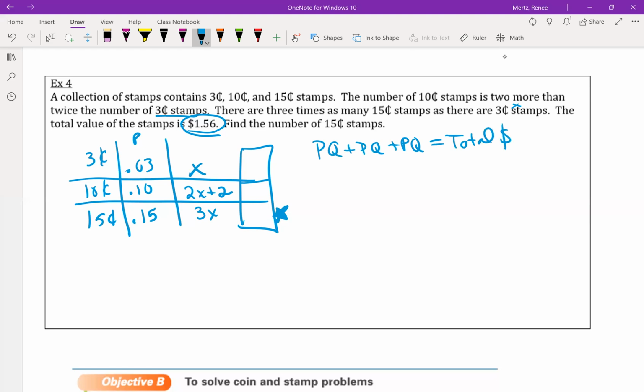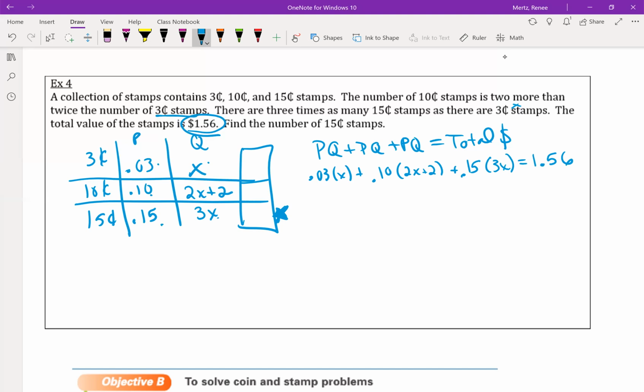So we have 3 items. So we're doing 0.03 times X. We're just doing the prices times the quantity. So this times this, this times this, this times this. Be sure to use parentheses. Plus 0.10 times (2X plus 2) plus 0.15 times 3X, equaling the total money of $1.56.